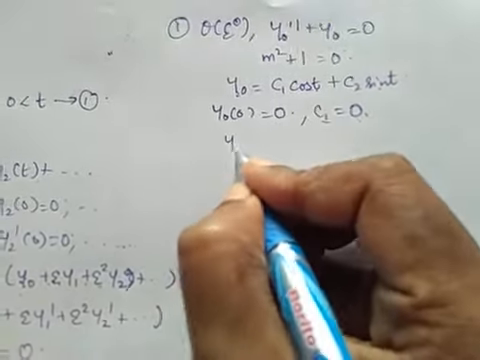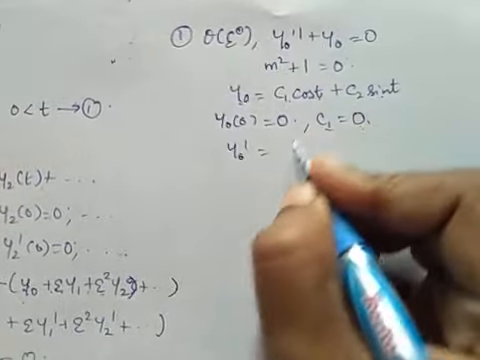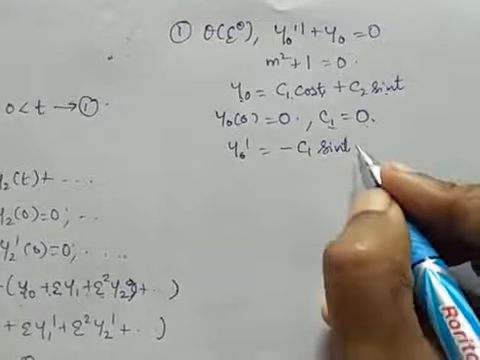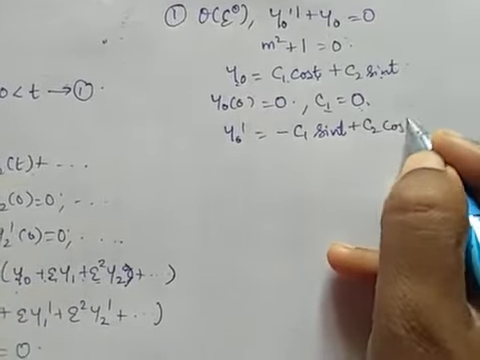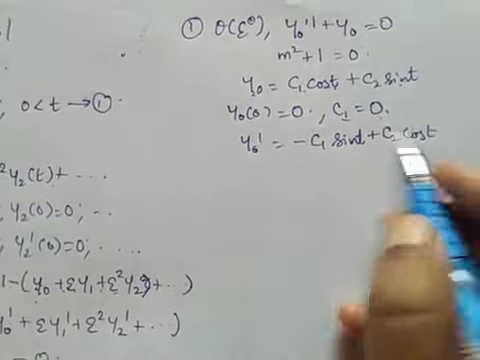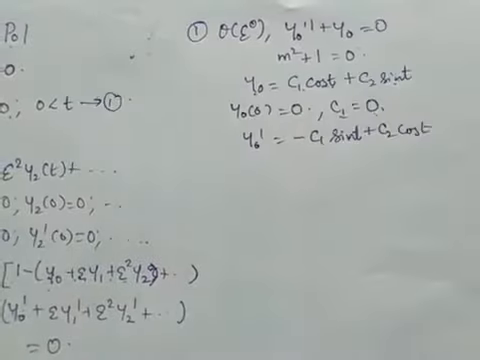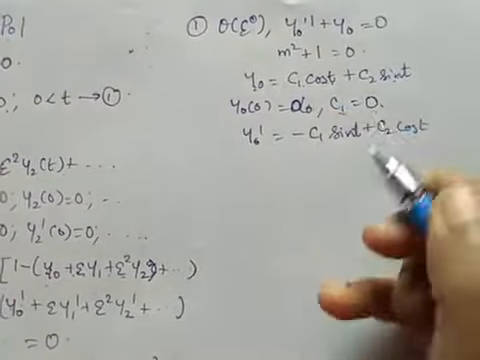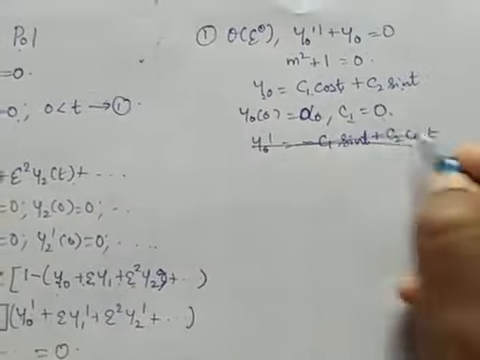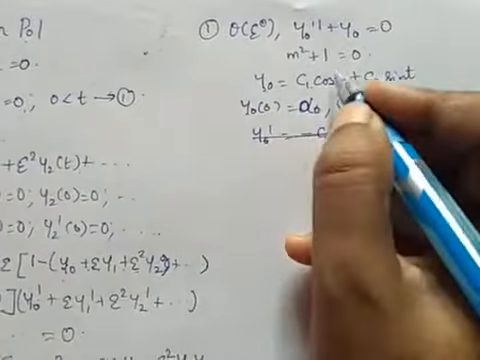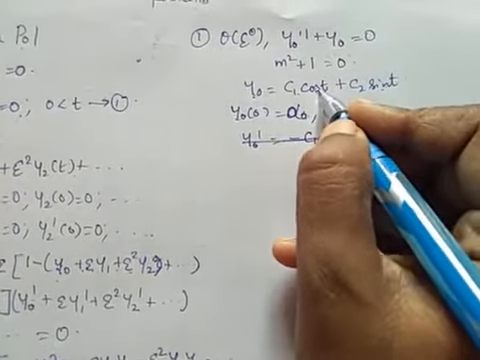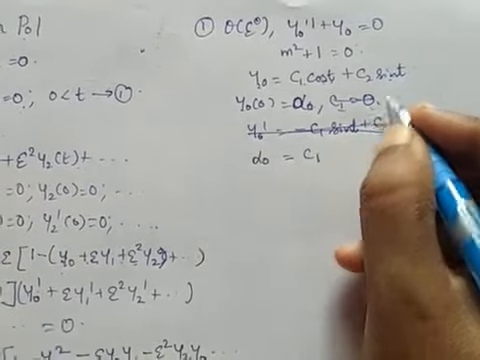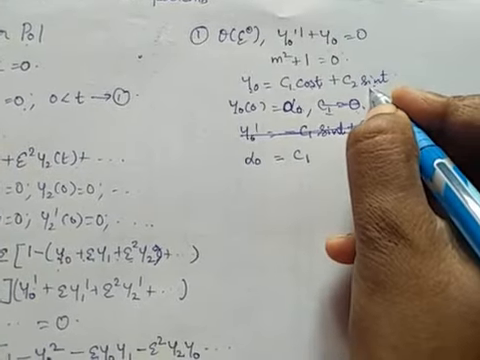Differentiate this equation. Differentiation of cos t is minus sin t. Differentiation of sin t is cos t. So, using the second boundary condition, one second, we are having y0 of 0 as alpha naught. It's not 0, y0 of 0 is alpha naught. When we substitute y0 of 0 here, alpha naught is equal to c1, sin t is 0.